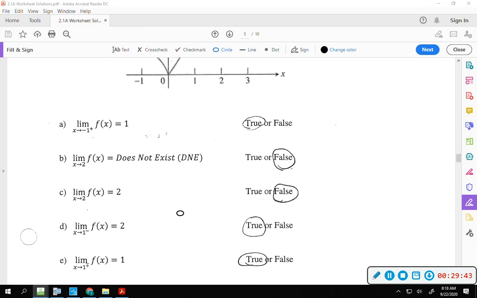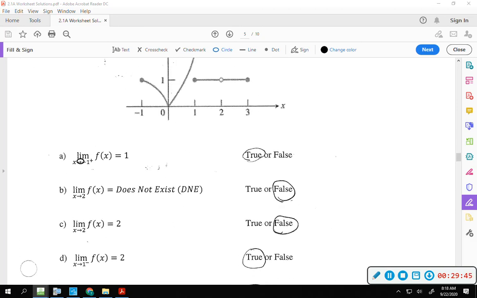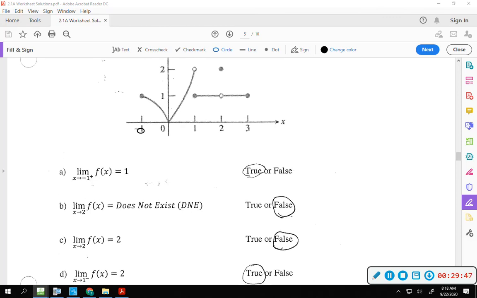Okay, let's go back up to this one because I didn't see that negative sign there. I was approaching negative 1 from the right, and that is 1 as well, so that's true. As we approach positive 1 from the right, it's also 1, so that's true.